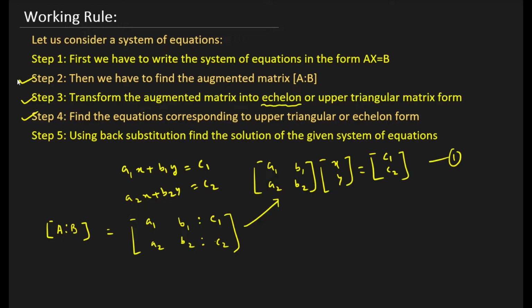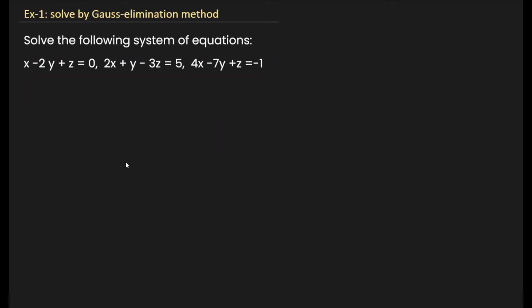Okay. So let us come to the problem. So this is our first problem. We have to solve this particular equations, linear system of equations by using what? Gauss elimination method. So यहाँ पे 3 variable है, x, y and what? z.